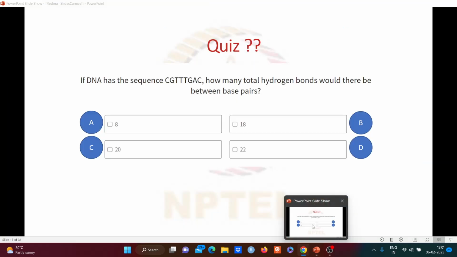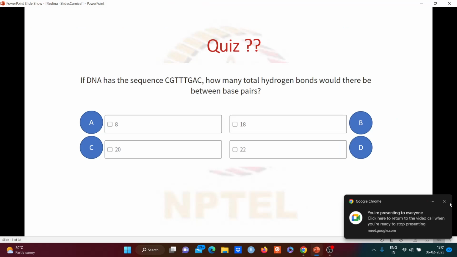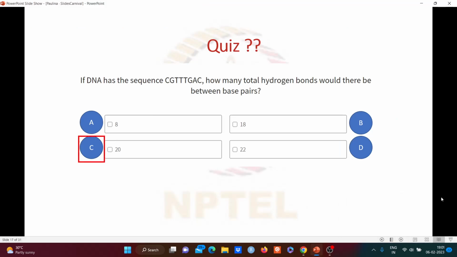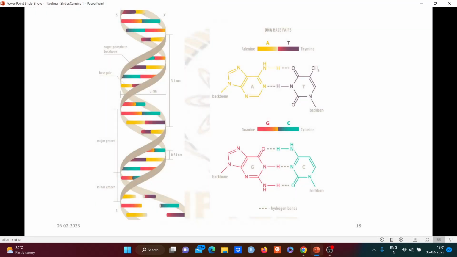Yeah, most of them gave the correct answer, 20. So this is how we see the backbone and the base pairing and the hydrogen bonds among A and T and G and C.